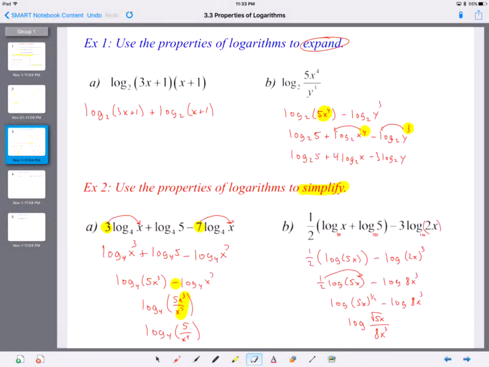Not base 0, it's not base 1. It can't even be those two numbers. Remember, that value has to be greater than 0 and not equal to 1, but it is base 10. Okay, so those are the properties of logarithms, and that's how you kind of use them.